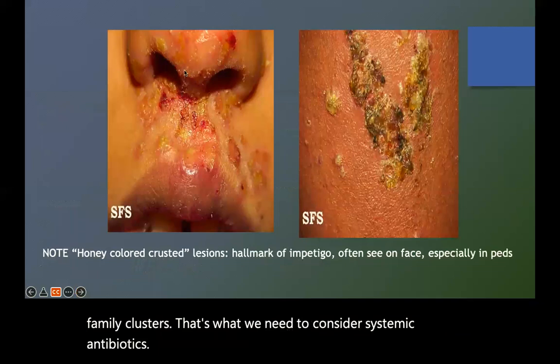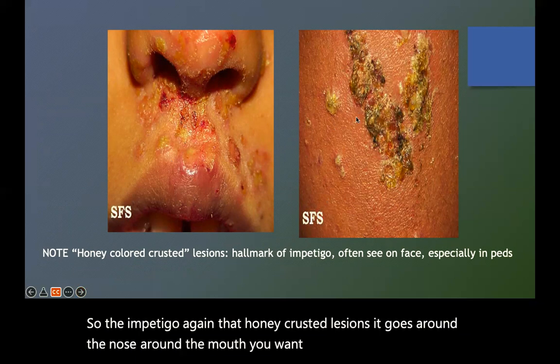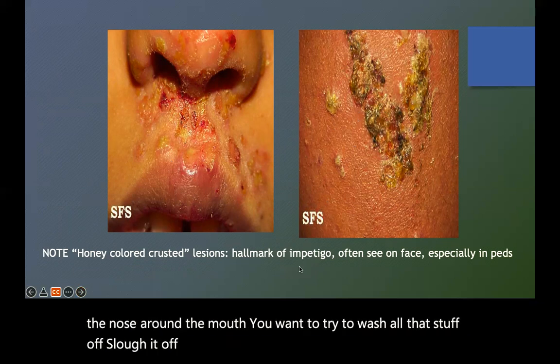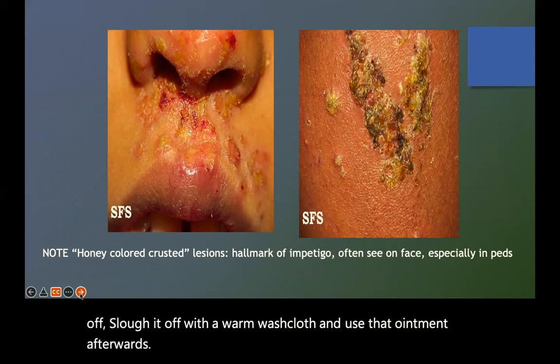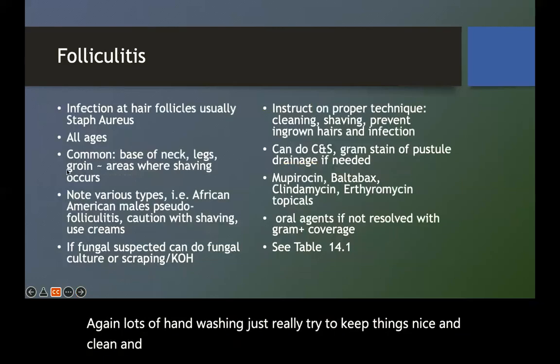So here's the impetigo. Again, those honey crusted lesions go around the nose, around the mouth. You want to try to wash all that stuff off, slough it off with a warm washcloth and use that ointment afterwards. Again, lots of hand washing. Just really try to keep things nice and clean and sanitized, especially anything that the patient may be using.